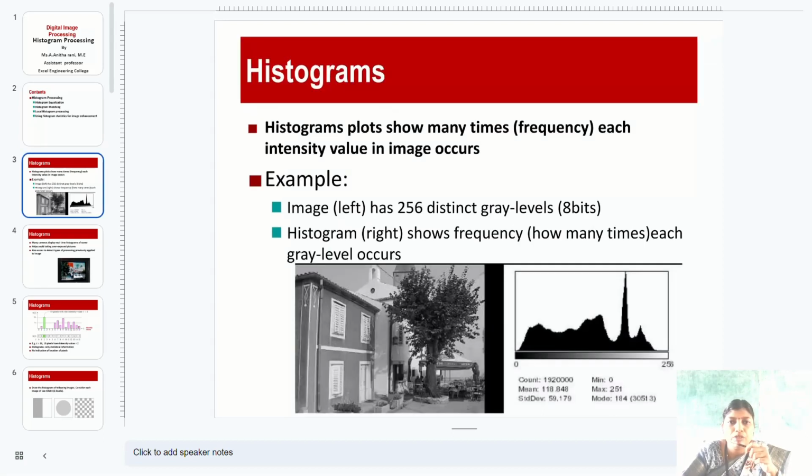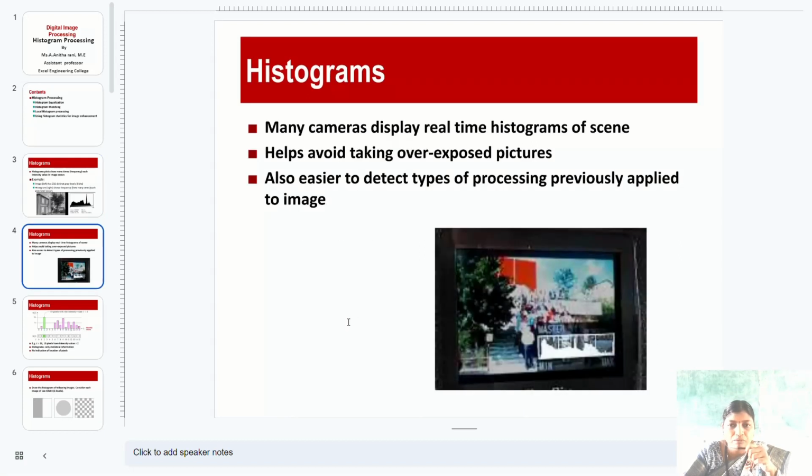The definition of a histogram is that it plots how many times each intensity value occurs in an image. For example, on the left-hand side of an image you will have the distinct gray levels of 8 bits, and on the right-hand side you have how many times the frequency of each gray level has occurred. From this count we can identify how the histograms are going to be processed.